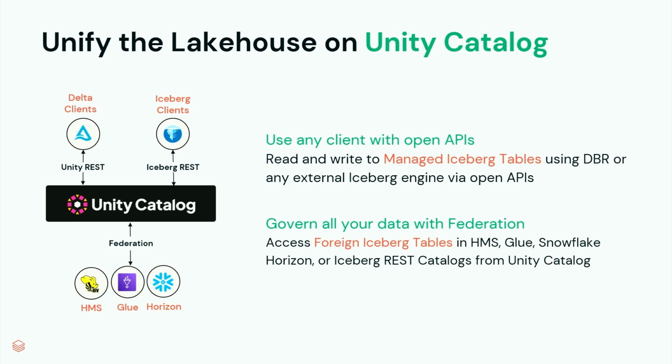The second feature that's going to public preview is foreign Iceberg tables. Foreign Iceberg tables are basically the contrast to managed Iceberg tables. These are tables in which an external catalog, say HMS or Glue or Snowflake Horizon, is the catalog that owns the table and manages those reads and writes. These tables are going to be read-only within Databricks, but you'll still have access to all the different governance features within Unity Catalog.